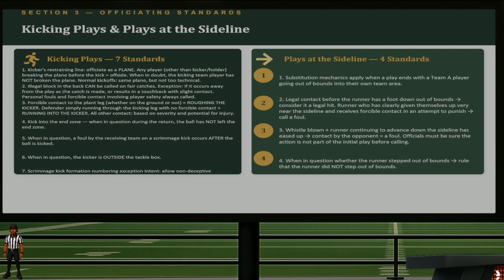Plays at the sideline. 4 standards. Standard 1. Substitution mechanics will be used in a situation in which a play ends with a team, a player, or players going out of bounds into their own team area. Standard 2. If legal contact occurs before the runner has a foot down out of bounds, consider it a legal hit. If runners have obviously given themselves up very near the sideline and forcible contact is made attempting to punish, a foul should be called.